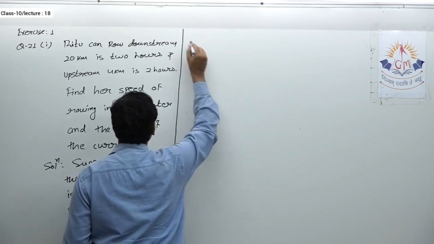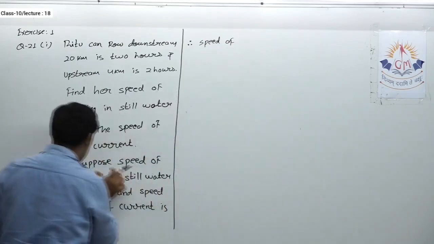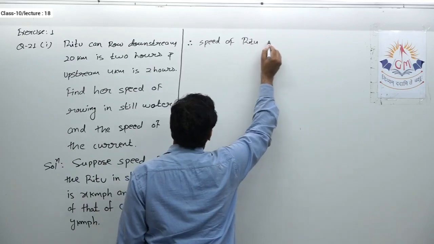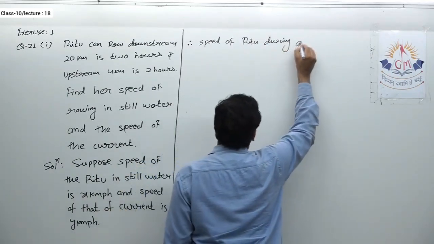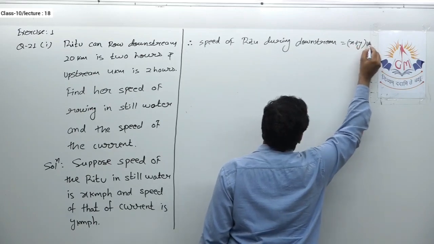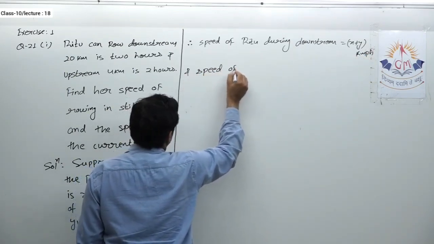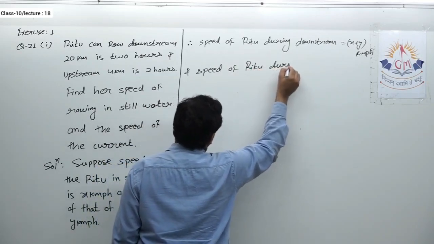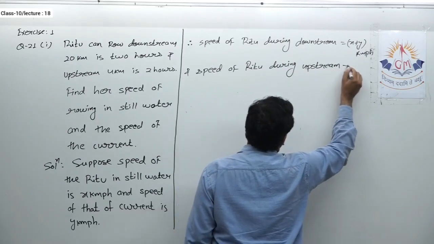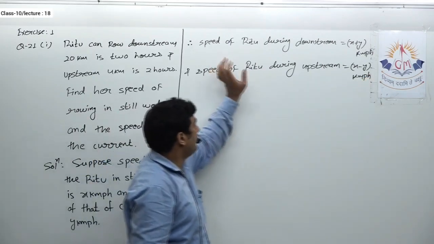Therefore I can say the speed of Ritu during downstream is x plus y kmph, and the speed of Ritu during upstream is x minus y kmph. So these are the speeds of Ritu during downstream and during upstream.